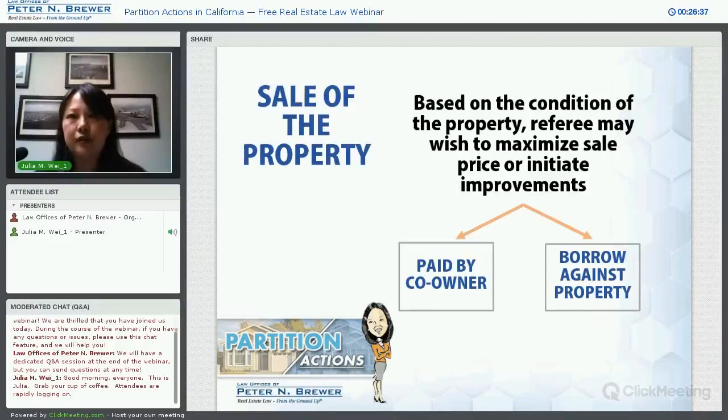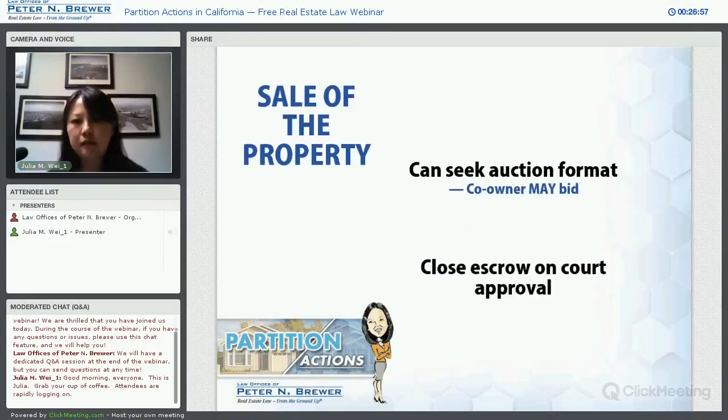So depending on the situations of the co-owners, whether or not one has the ability to advance repair costs or advance fees for painting and that kind of thing, this is what will drive some of the decision making for the referee on whether or not to list it right away or to do some of the work first before listing it. In a conventional format, the referee will often obtain a listing broker and have offers, and it will look like a fairly normal sale but still be subject to court approval.